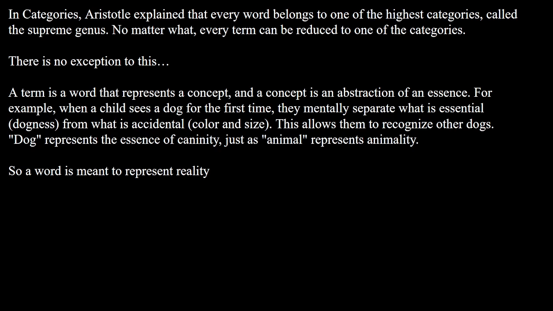And a term is a word that represents a concept, and a concept is an abstraction of an essence. For example, when a child sees a dog for the first time, they mentally separate what is essential, which is dogness or the essence of a dog, from what is accidental, which is its color and size or body. And this allows them to recognize other dogs. Dog represents the essence of caninity, just as animal represents animality. So a word is meant to represent reality.